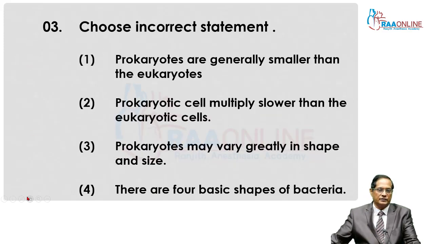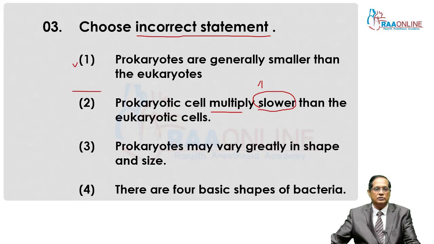Now, question number 3. Prokaryotes are generally smaller than eukaryotes, right? Prokaryotic cells multiply slower. This is the wrong statement. They multiply faster than eukaryotic cells. So in this question, we have to choose the incorrect statement, and this one is the incorrect statement.